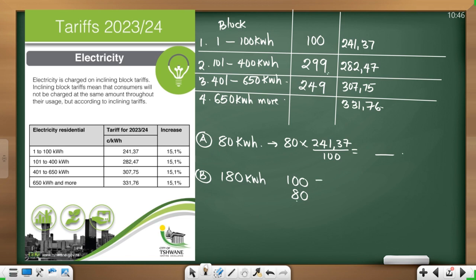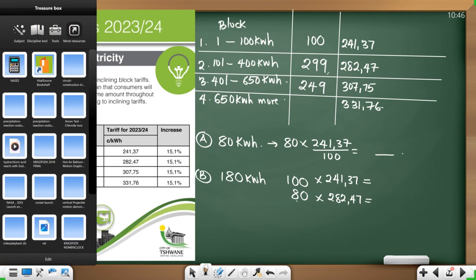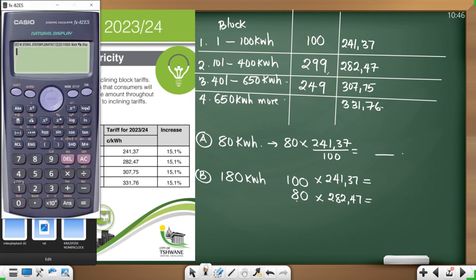So what would this be? Block 1, 100 times 241,37. Plus 80 times block 2, 282,47. I'm going to do a lot of examples on this. We calculate, add, and divide by what? 100. Let's do the maths together. Please grab your calculators and work with me.